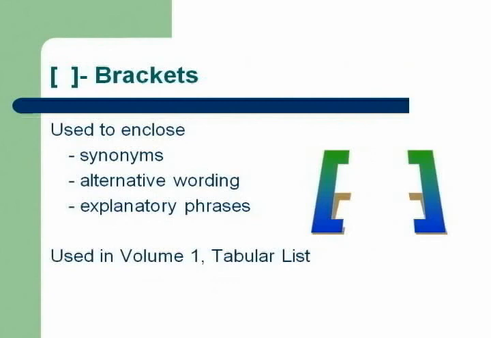Brackets are used only in Volume 1, the tabular list. They enclose synonyms, alternative wording, or explanatory phrases. The presence or absence of the phrase within the brackets does not affect the code assignment.